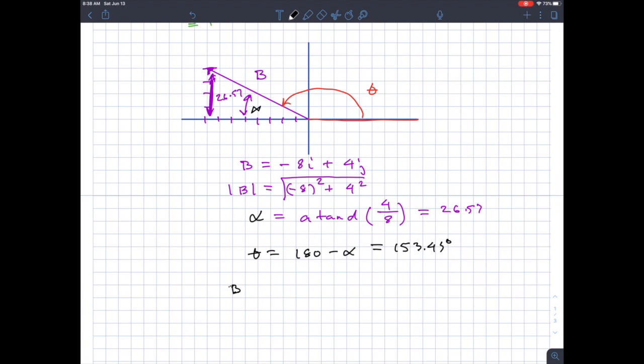So we could reference the angle of the vector B. The shorthand notation I use for that is B is equal to the magnitude of B at angle 153.43 degrees, where the magnitude of B is whatever comes out of this number.